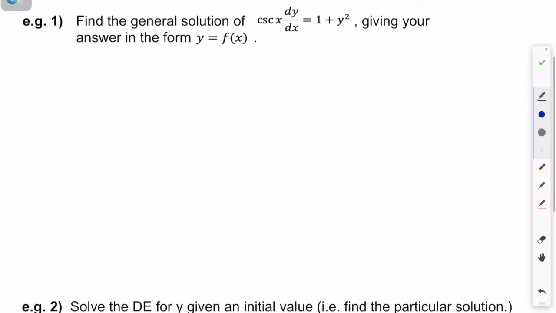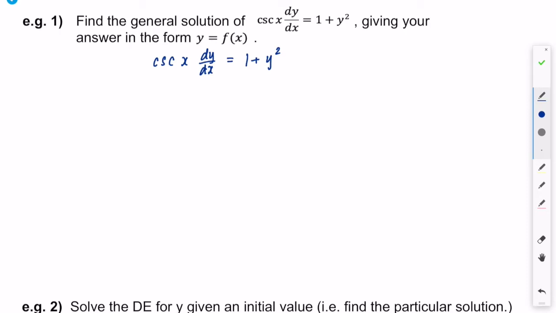Here is example 1. Find the general solution of cosecant x dy by dx equals 1 plus y squared, and then give your answer in the form of y as a function of x. So let me copy down this equation here first. We have csc x dy by dx equals 1 plus y squared.